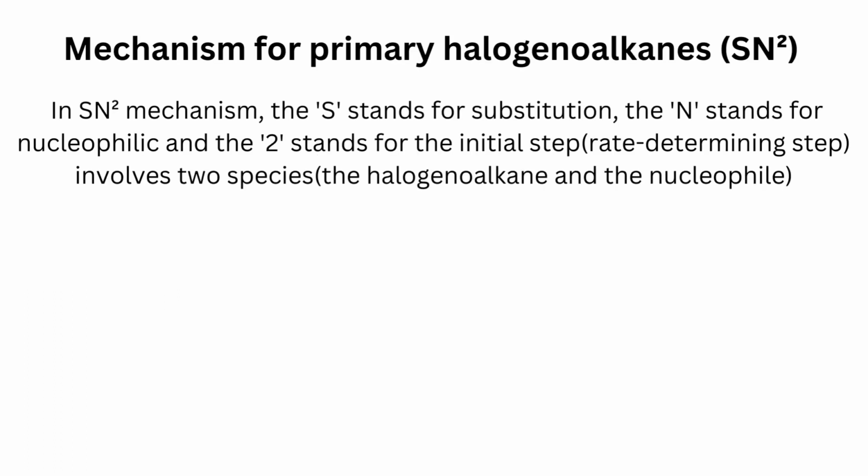So at first, let's see the mechanism for primary halogenoalkanes, which is SN2. In the SN2 mechanism, the S stands for substitution, the N stands for nucleophilic, and the 2 stands for the fact that the initial step, which is the rate determining step, involves two species: the halogenoalkane and the nucleophile.